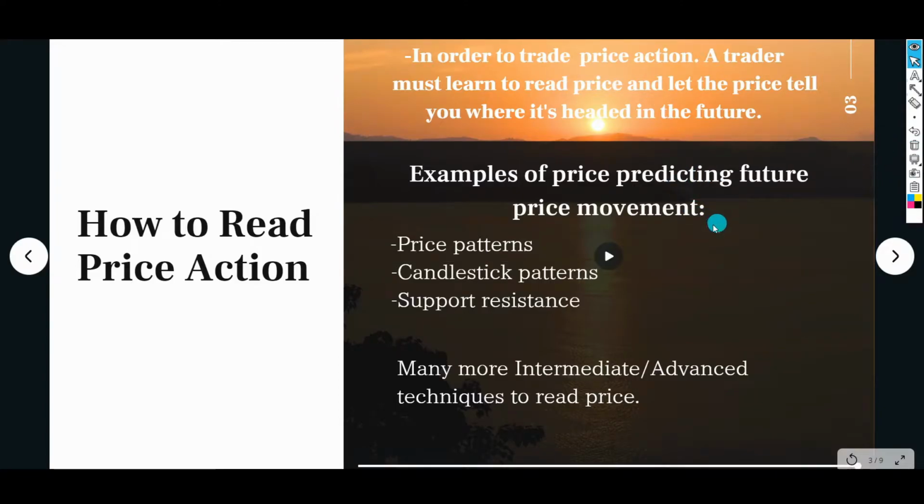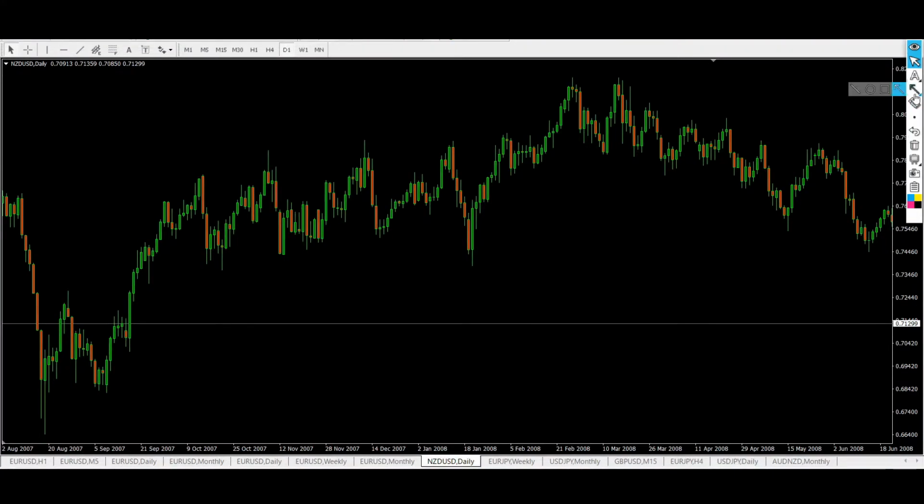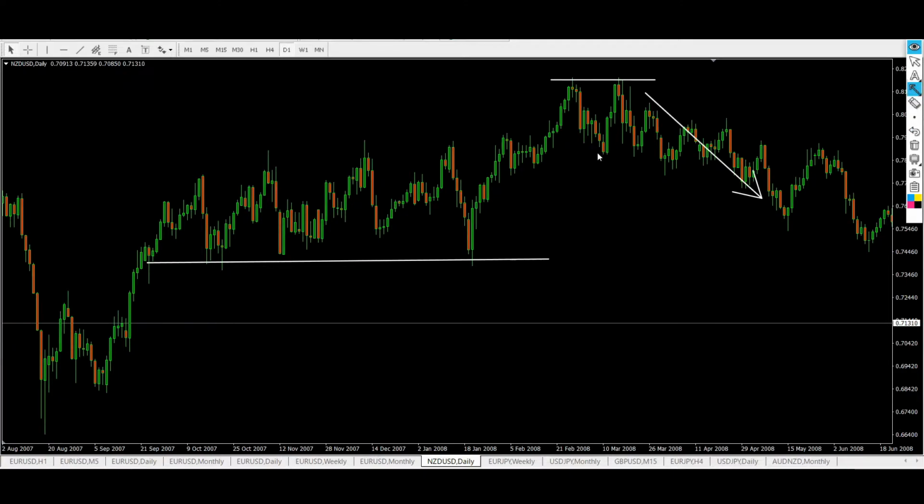All right. So, examples of price predicting future price movement is through price patterns, candlestick patterns, and support and resistance. Let's go ahead and do those again. So, we have price patterns. This double top tells us that future price will go down. Right? This support on this touch right here tells us that price will go up in the future. And last but not least, this engulfing long candle also tells us the price will go long in the future.